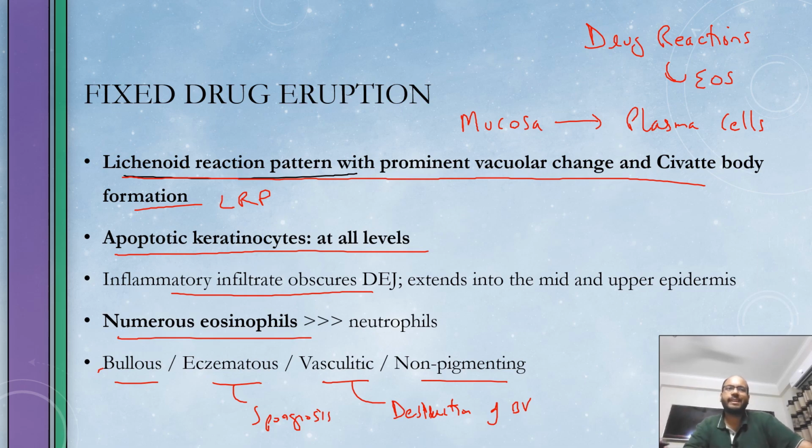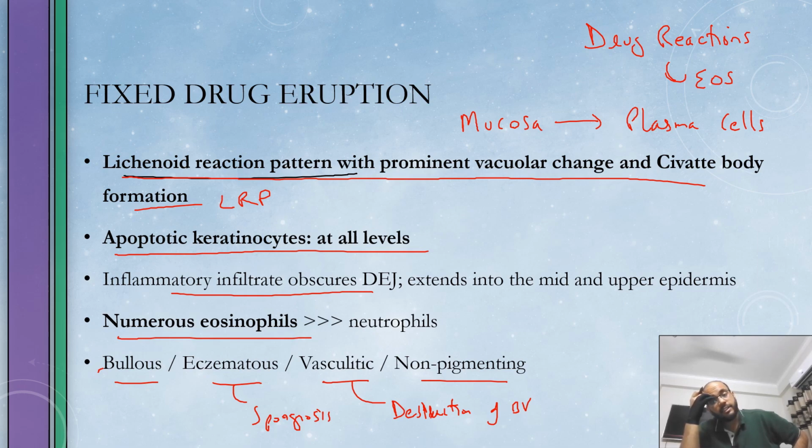We all know that clinically FDE presents as a hyperpigmented macule, which may or may not have a surrounding inflammatory erythematous perilesional erythema. Okay, in the non-pigmenting one, you don't see that much pigmentation, and the pigmentary incontinence is less in histology.